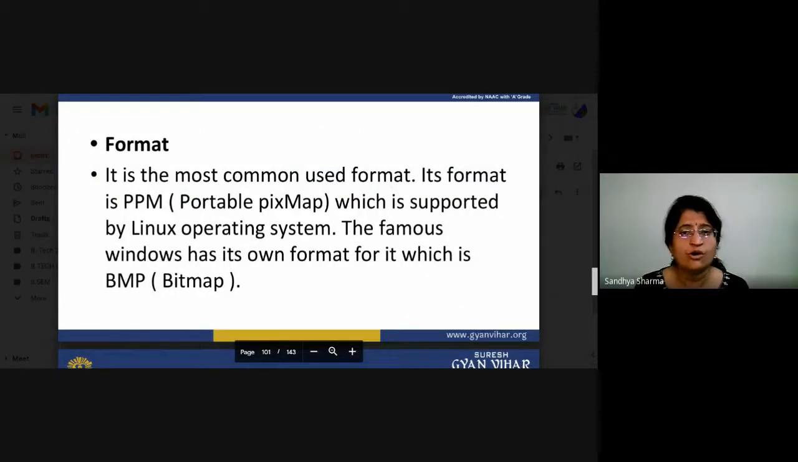It is the most commonly used format, and its format is PPM, the portable pixmap, which is supported by Linux. Windows has its own format for it, which is BMP, the bitmap.